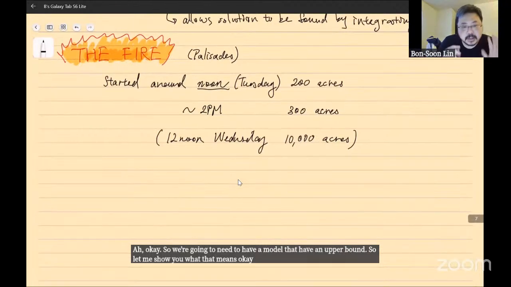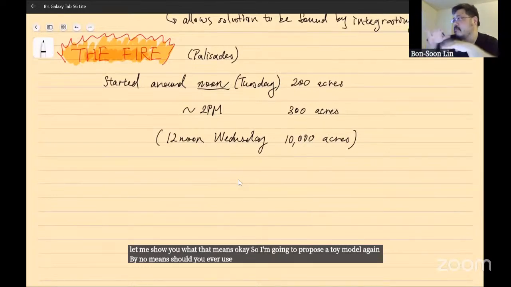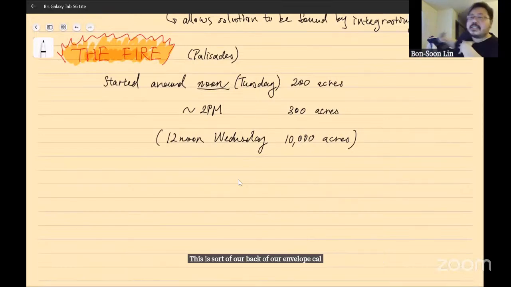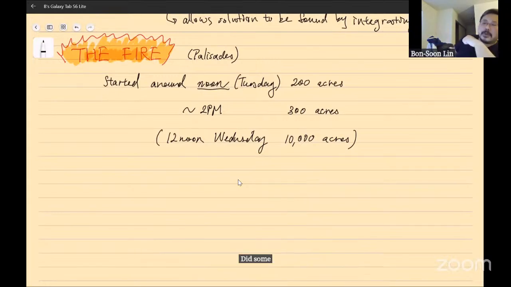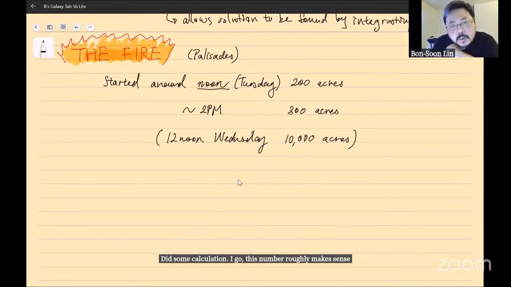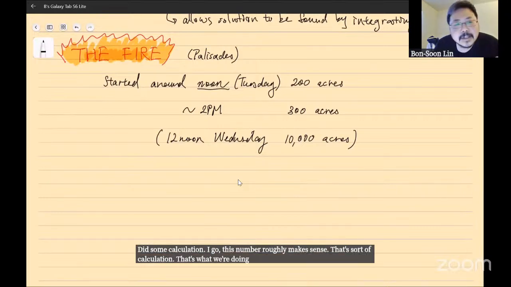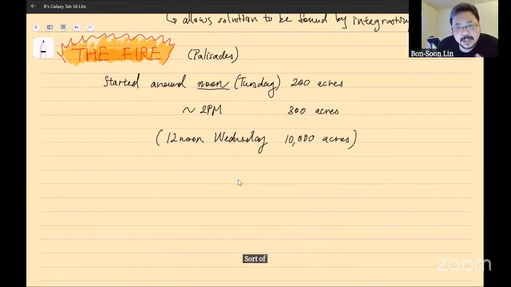So I'm going to propose a toy model. Again, by no means should you ever use this to do reality, this is sort of our back of the envelope calculation. Does that make sense? So I'm sitting here, looking at the news, and I just did some calculation. I go, this number roughly makes sense. That's the sort of calculation we're doing. Does that make sense? Sort of our first approximation to the problem.